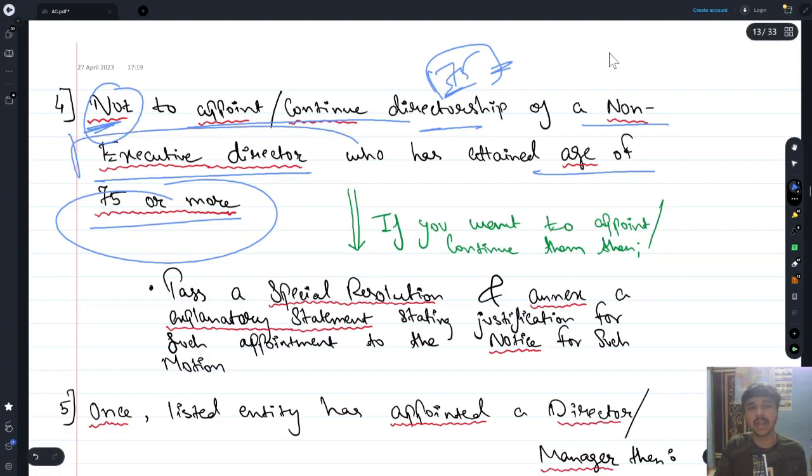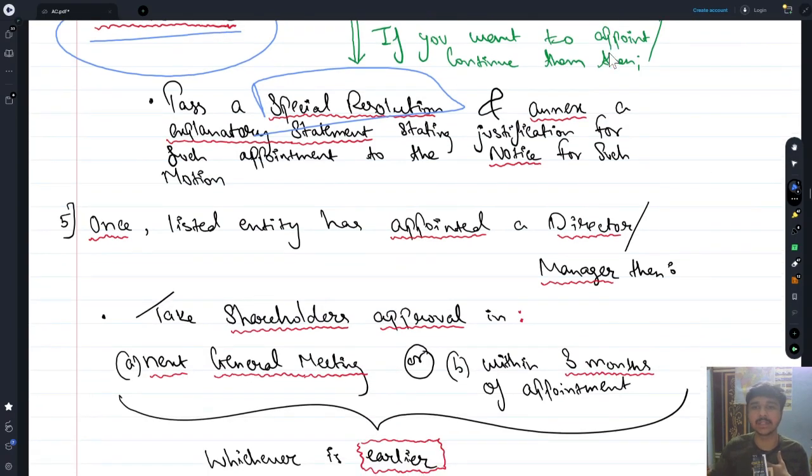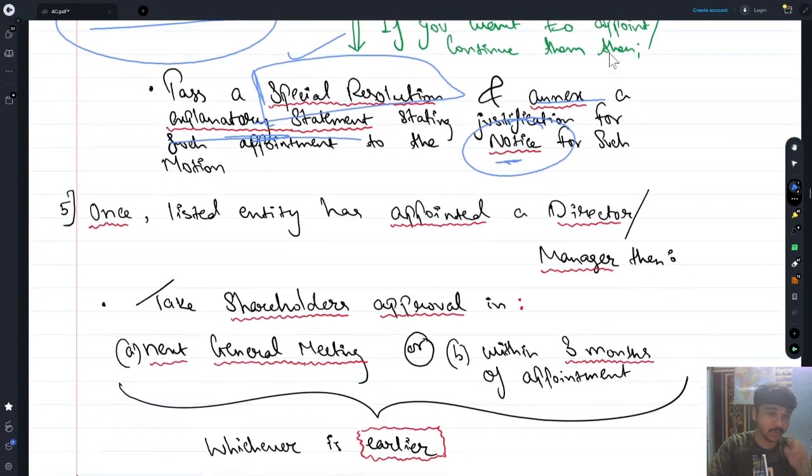So what if we want to appoint Mr. Tata as a non-executive director and he is above the age of 75? You are saying you cannot, but I want to. This is okay. You pass a special resolution, and in that special resolution you annex an explanatory statement that Mr. Tata is the very face of this company, someone from whom we get the spirit and all the light of this universe. You send this explanatory statement with the notice to the shareholders, they come, they pass a special resolution, and then Mr. Tata can continue. Okay, so that's the process. That's the second thing we have considered.